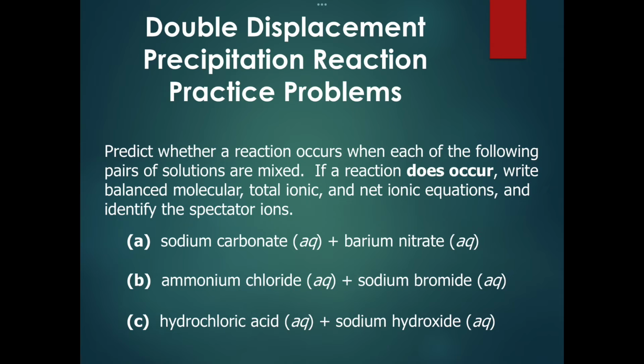But if a reaction does occur for these, I want you to write the balanced molecular, total ionic, and net ionic equations, just like we've been doing, and I also want you to identify the spectator ions. So 3 problems here. Go ahead, pause here, and then come back when you're ready to go over it.